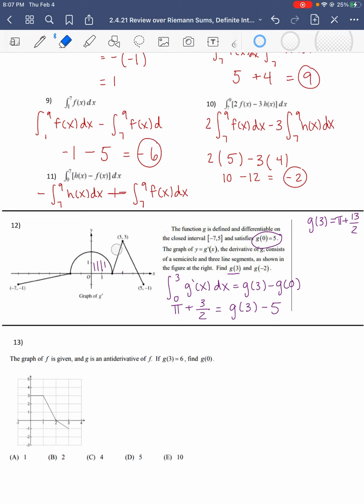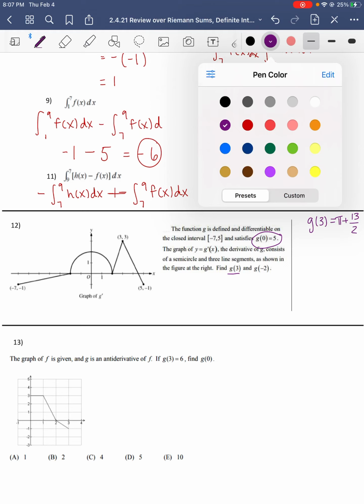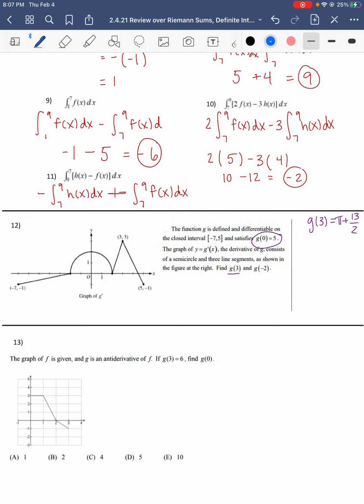Alright, let me erase this so I have room to do the second part of this. So now I need to find g of negative 2. And that's going to be the integral from negative 2 to 0. So this time we're finding our initial value instead of the final. Of g prime of x dx. And that would equal g of 0 minus g of negative 2.